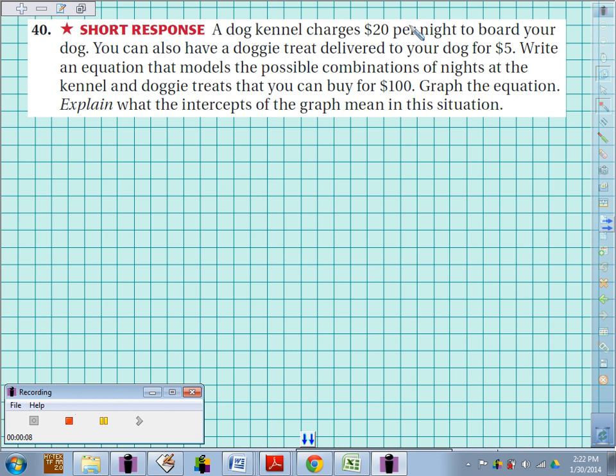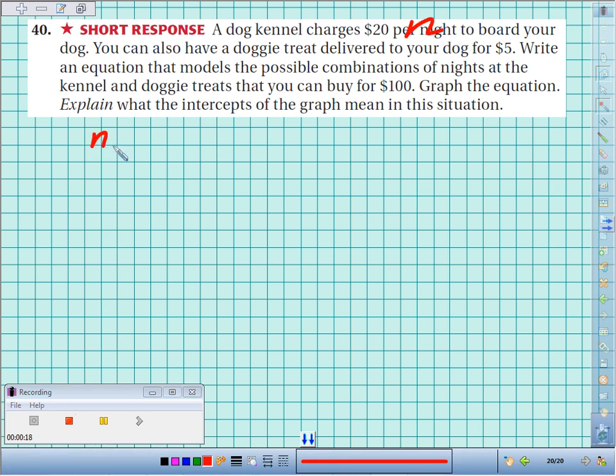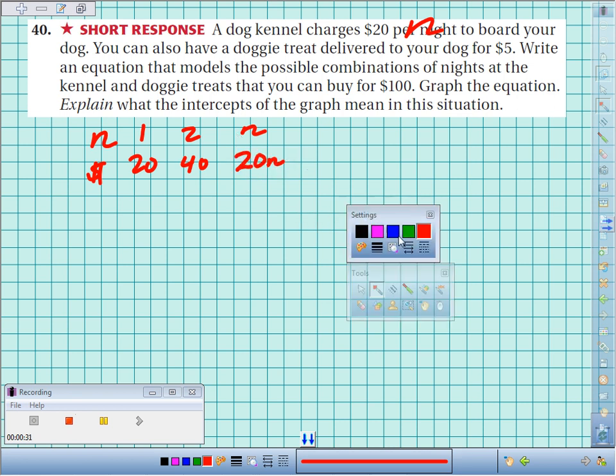Let's call our nights N. If the dog stays N nights, here's how much it costs. If you stay for one night, it's $20. 2 nights would be $40. But what if you stay for N nights? How much is it going to cost you? You need an expression for it. Well, it's 20 times N, $20 times the number of nights.